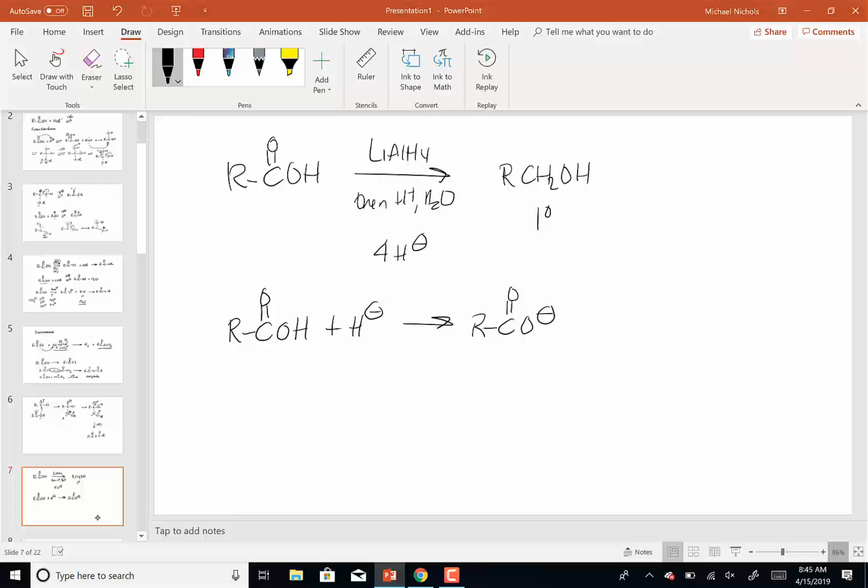Then what's the second equivalent of H minus going to do? What's been the general theme of nucleophile carbonyl group? What's the H minus going to do to the carbonyl group? Add or attack it.